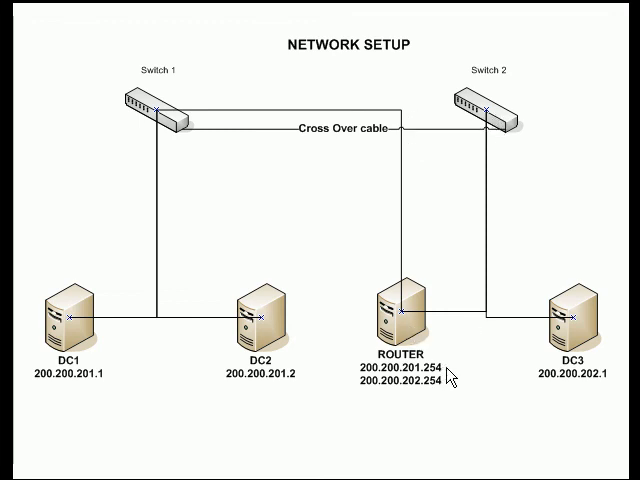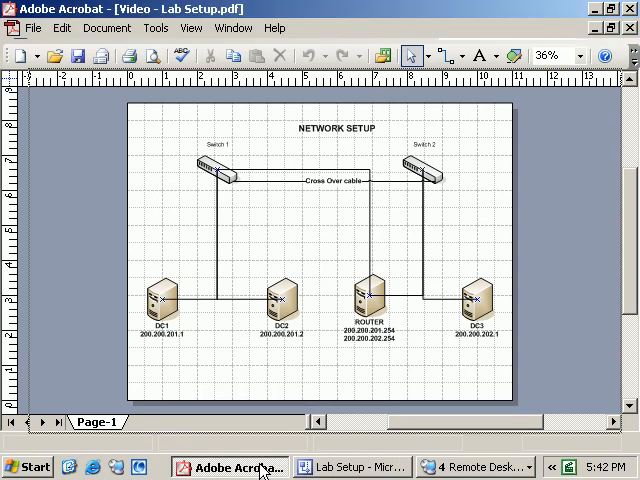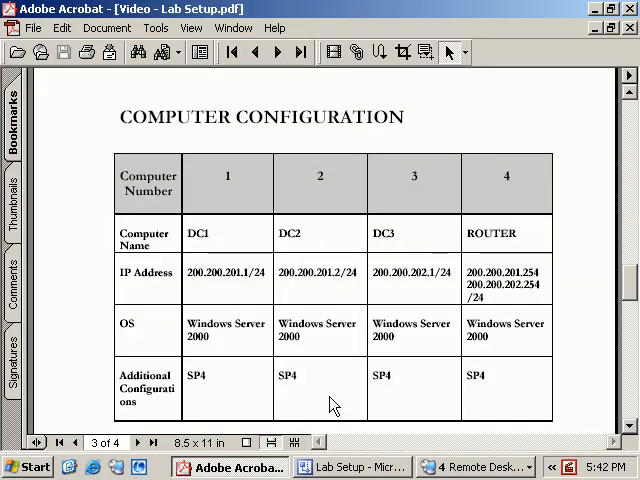What I also recommend is that you rename the interface for 201.254 as California, or CA for short, and 202.254 as NC, or North Carolina for short. And then the 4th computer over here, which is DC3, will have the IP address of 202.1, and this will be connected to the second switch. The 2 switches will be connected to each other by means of a crossover cable. So that should accomplish our configuration for this particular video.